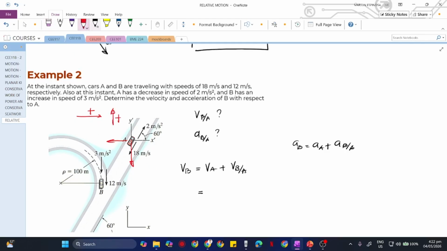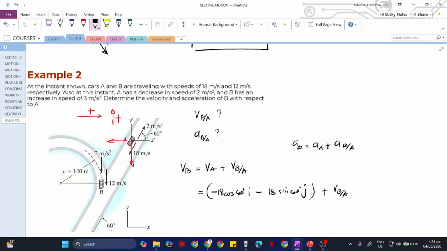therefore, that is both negative. So, negative 18 cosine of 60 degrees I, minus 18 sine of 60 degrees J. Okay, that is the velocity of A. And then the question is VB over A. What is our VB?